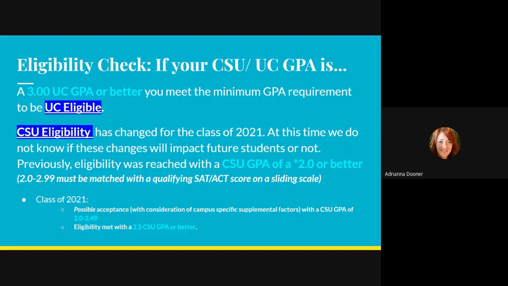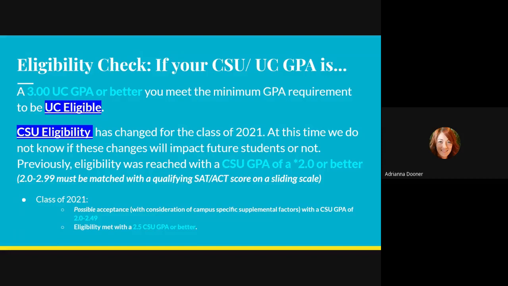They used to admit students with a 2.0 or better as long as they had a matching sliding scale SAT or ACT score to make them eligible between a 2.0 and a 2.99 GPA. But now, the class of 2021 is eligible with a 2.5 CSU GPA or better, and they may be eligible at a 2.0 to 2.49, but the campuses themselves will have specific supplemental factors that they'll be looking at and asking for from any student that has a GPA in that range.